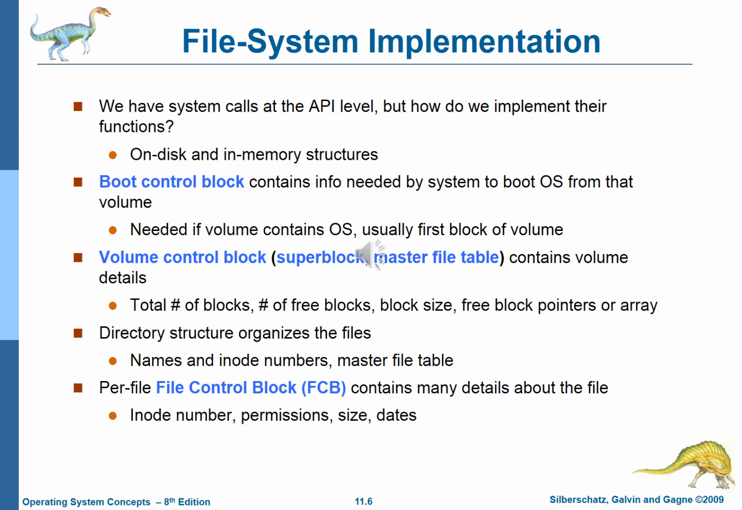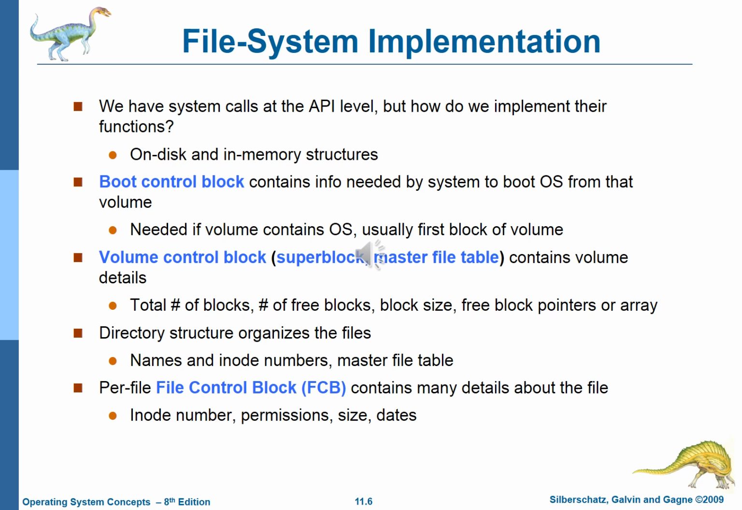File system implementation. Okay, so how to implement a file system? A program can access the file system using system calls, like the open system call and the close system call. Those system call facilities are provided to programs to access the file system.